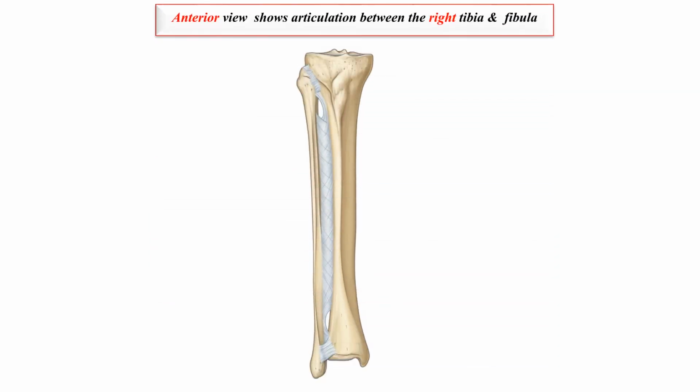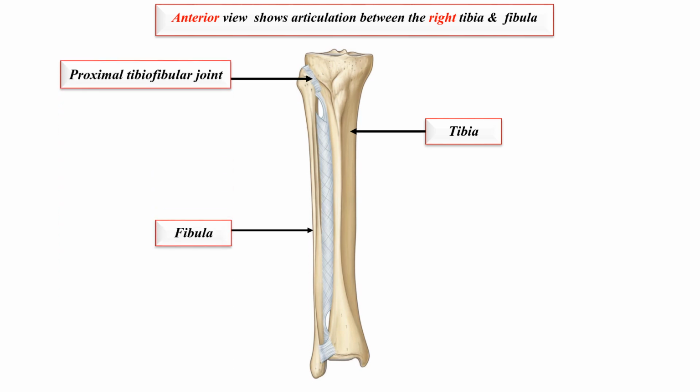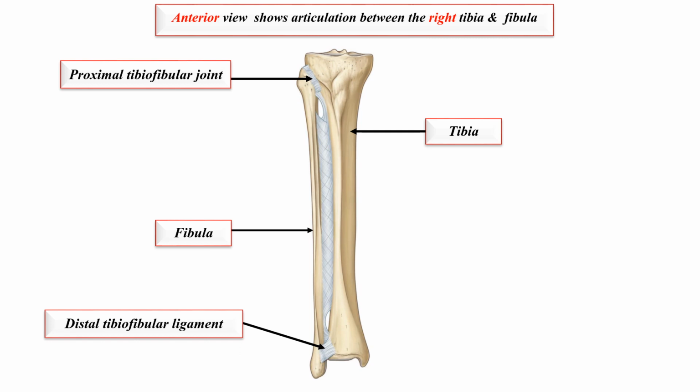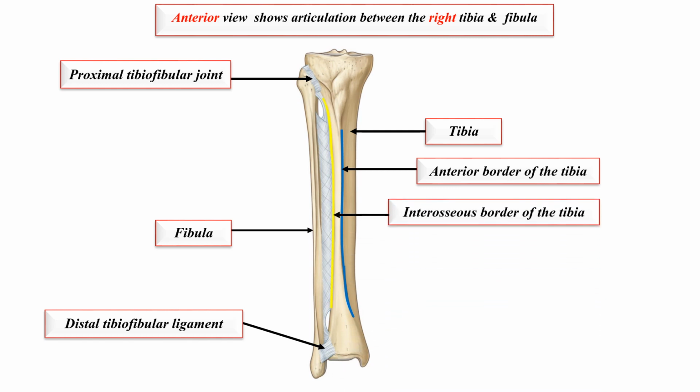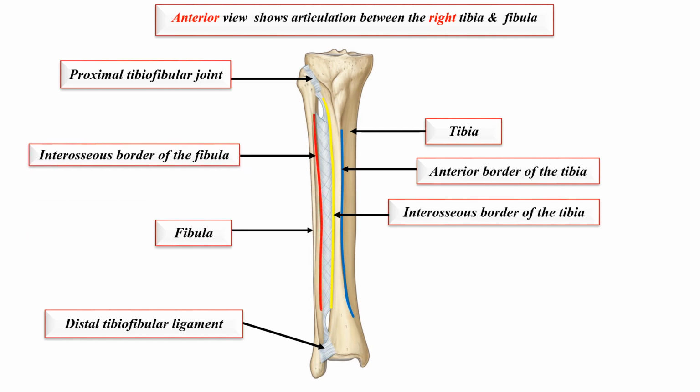This is the anterior view showing articulation between the right tibia and the right fibula. This is the right tibia and this is the right fibula. This is the proximal tibiofibular joint. Distally, this is the distal tibiofibular joint. This is the anterior border of the right tibia, and this is the interosseous border of the tibia. In the fibula, this is the interosseous border.